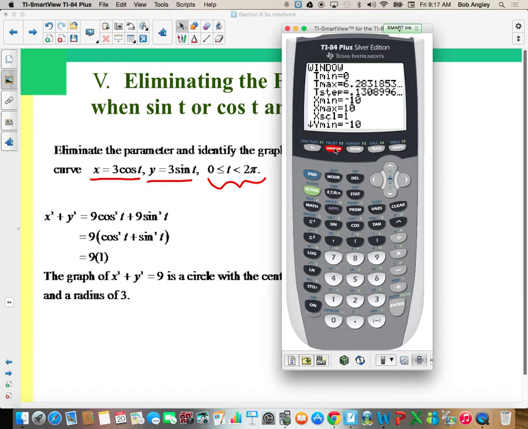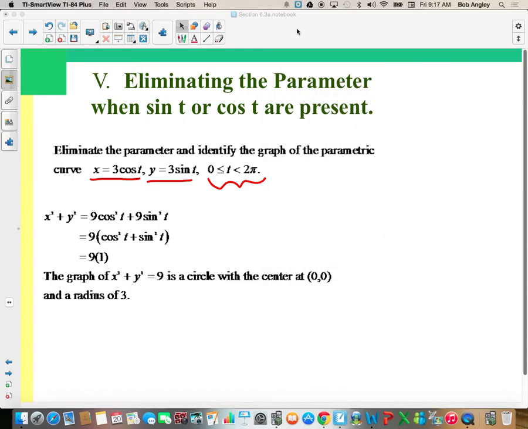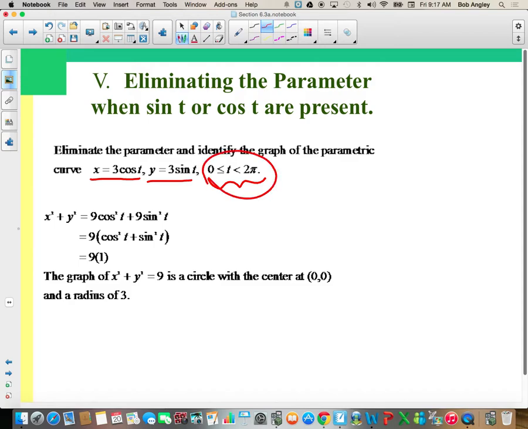Now, you'll see on the rest of this was negative 10, 10, negative 10, 10. All right, now, while we're at this window, let me put that down. The reason I just did all of that stuff that we did here is to show you that your calculator honors that 0 to 2 pi thing with parametric.